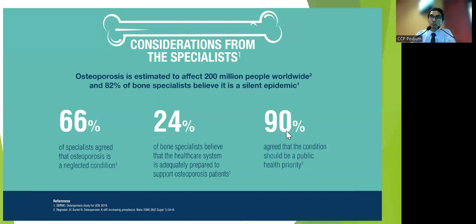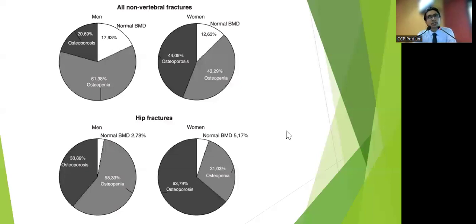So now most of the specialists agree that osteoporosis should be made more of a public health priority. The problem with osteoporosis is you don't have to wait until you reach the osteoporosis range to have a fracture. So you can see in this chart that most of the non-vertebral fractures and hip fractures occurred in the osteopenia range. So even without radiological diagnosis of osteoporosis, you can have fractures.